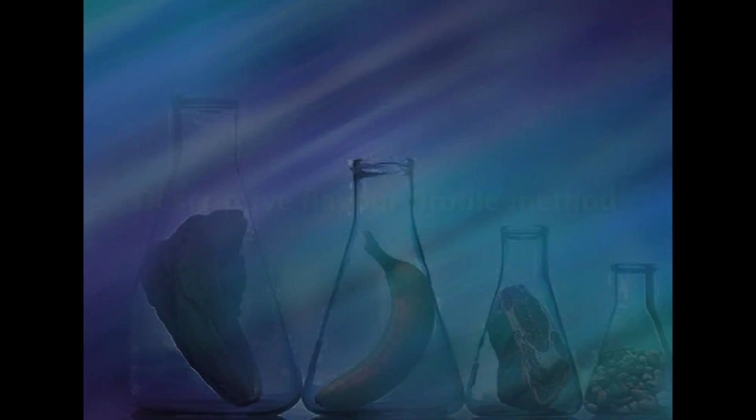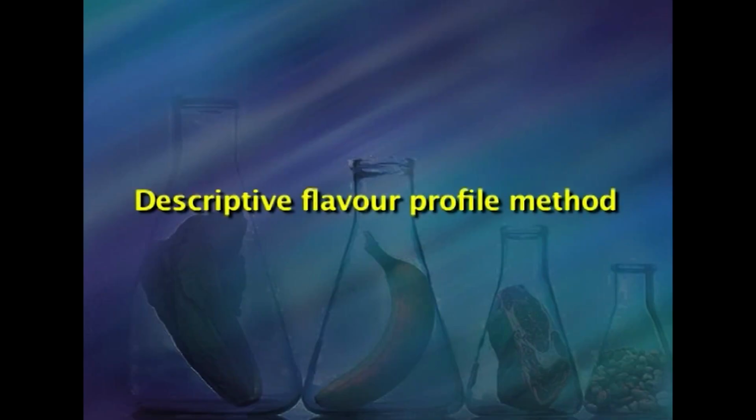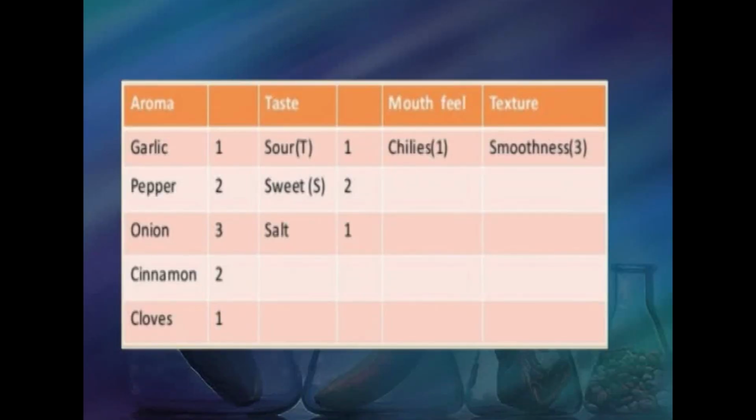The quality of the test material is represented by a dilution number, which is the percent of the test material in the mixture of the standard product, such that there exists a just identifiable difference in odor and taste between them. Descriptive flavor profile method. This is both a qualitative and quantitative description method for flavor analysis in products containing different tastes and odors. Example, tomato ketchup, the flavor profile analysis is given.